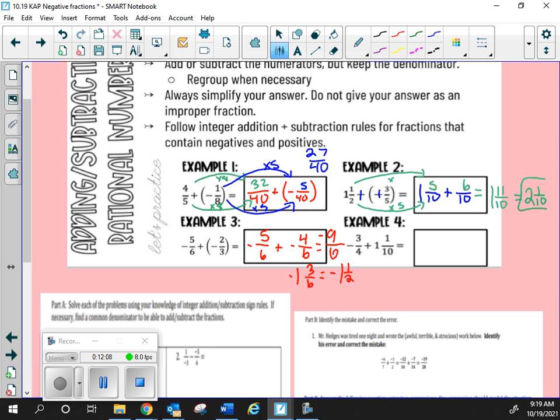So I actually know that my answer, I'm going to end up doing what? If I have negatives and positives, I'm going to end up doing what with those numbers? I'm going to end up subtracting. So again, I need a common denominator. In this case, I can do 20. Negative 1 and something 20th. 3/4 is the same as 15/20, and 1/10 is the same as 2/20.